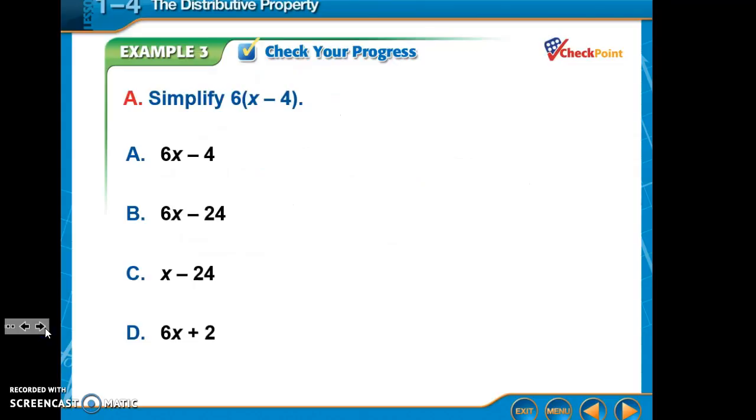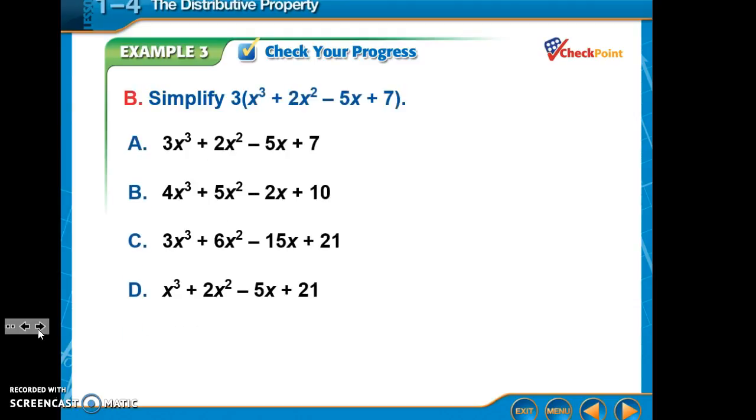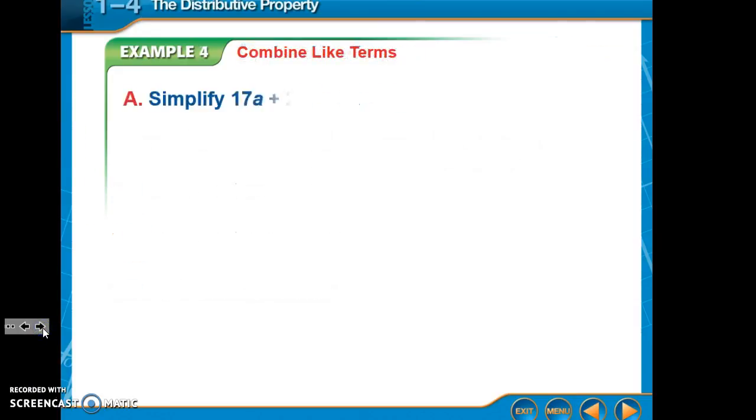All right, so let's check our progress. All right, so B is correct. Good job. All right, what about this one? Now we have 4 terms. All right, so looking at that one, without even finishing it, we know that it's going to be C.